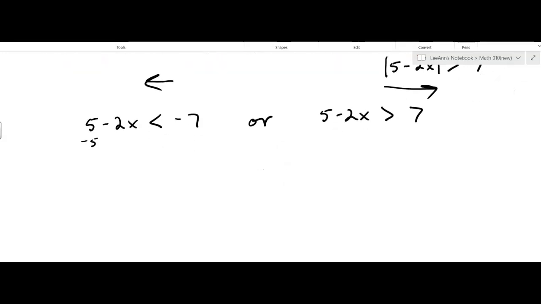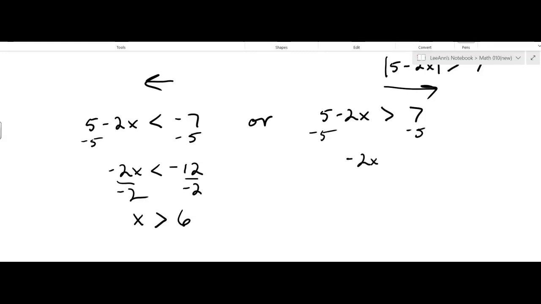So subtract the 5, subtract the 5, I get negative 2x is less than negative 12. Divide by negative 2. That gives me x, and I have to switch the inequality the other way, right? Because I divided by a negative number. So x is greater than 6. Keep that in mind. And then here we're going to subtract the 5. We're going to have negative 2x is greater than 2. Divide by negative 2, so that's going to switch the inequality to go the other way. x is less than negative 1.